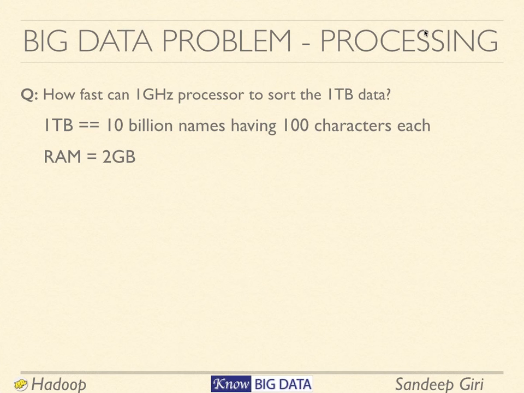So here is a question for you. How much time does it take to order the data, which is 10 billion names, having 100 characters each on average? And the RAM is 2 GB and the processor is 1 gigahertz. How much time do you think it is going to take? Okay, let's take a break. I'll mute, but the screen will be visible to you.